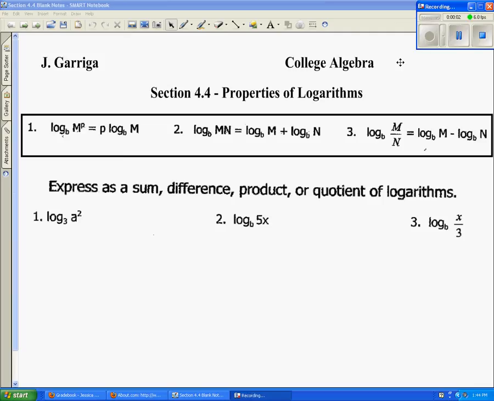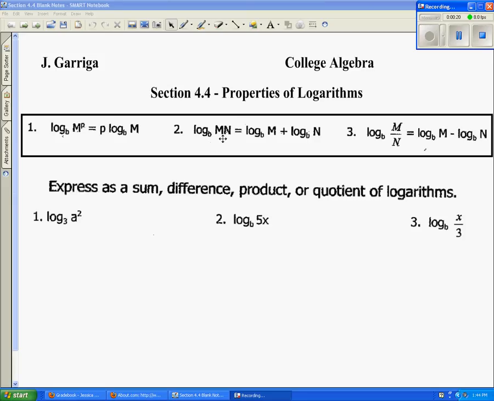In section 4.4, we're going to be talking about properties of logarithms. If you look in the box, we have our three different properties. This one just says if you have an exponent, we can pull it out front and write it as a coefficient in front of the logarithm, or vice versa. You take it from out front and you can write it as an exponent.